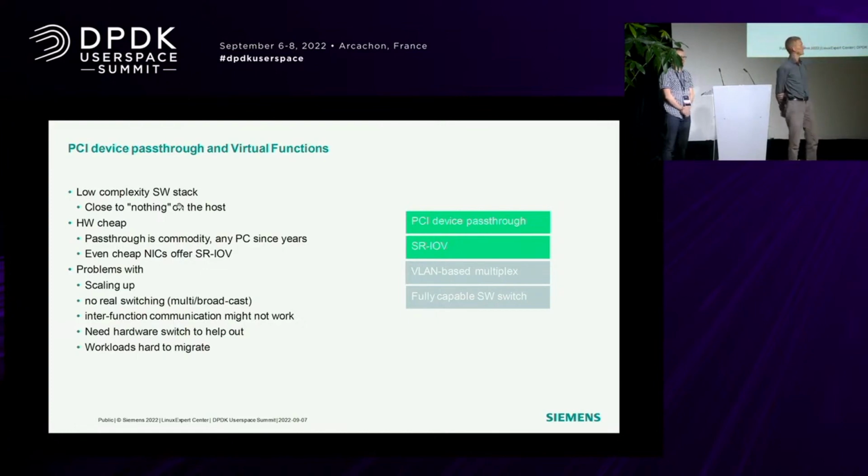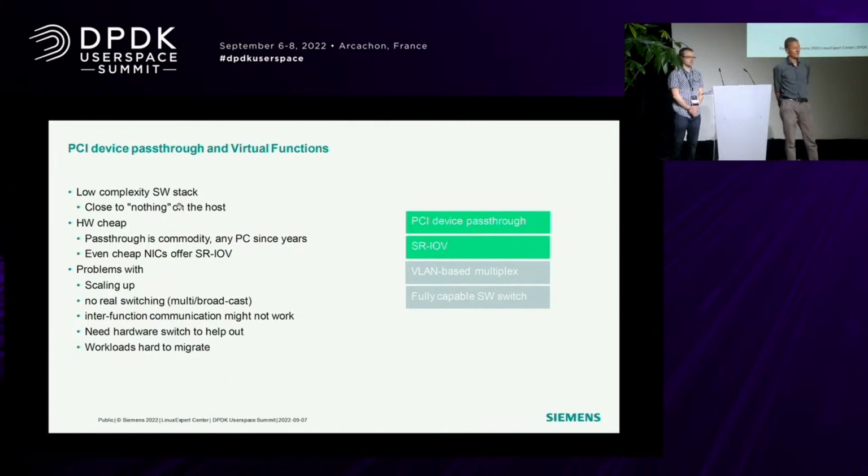Software complexity-wise, that's also super cheap. It's commodity, you simply have it. Even in smaller industrial PCs, you would have an I/O MMU as commodity, or maybe a network interface card that even already supports virtual functions. But the problem is that it doesn't scale, because you can't scale the number of functions above the number of NICs or the virtual functions you might have.